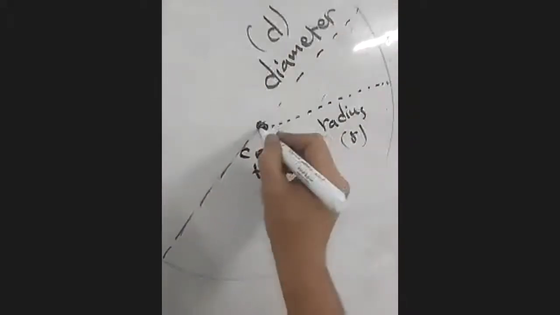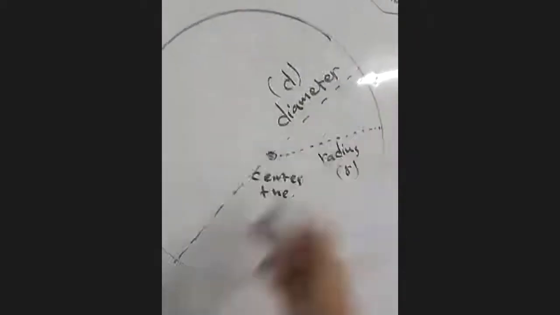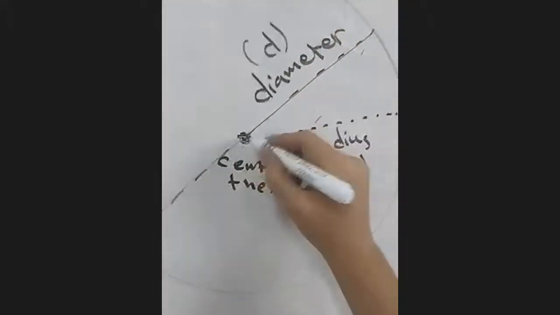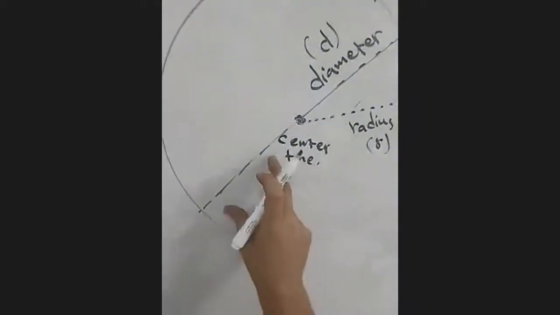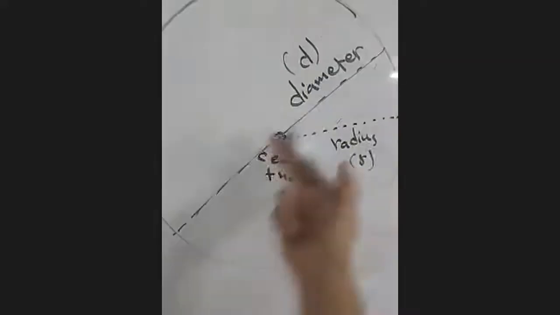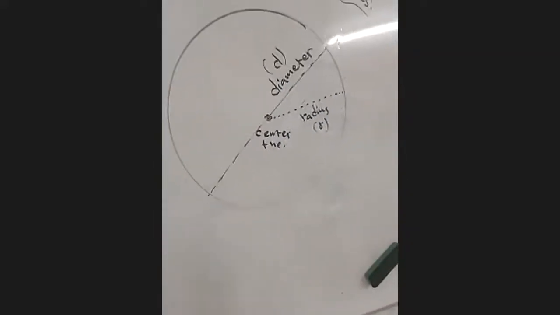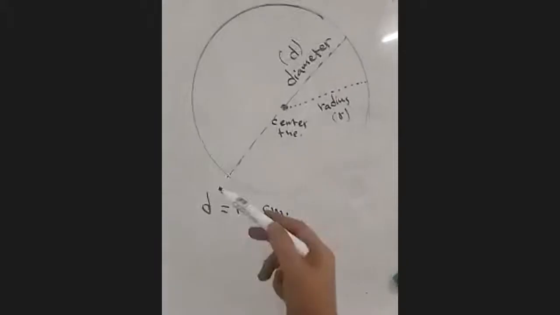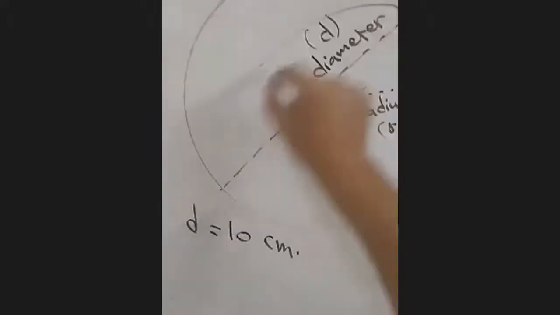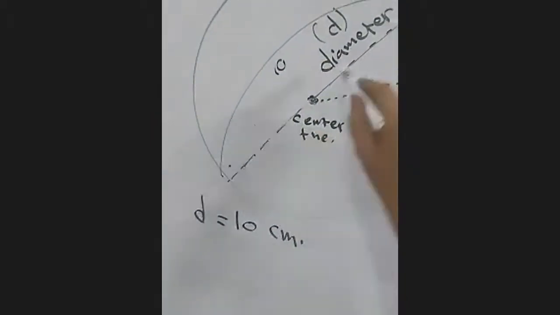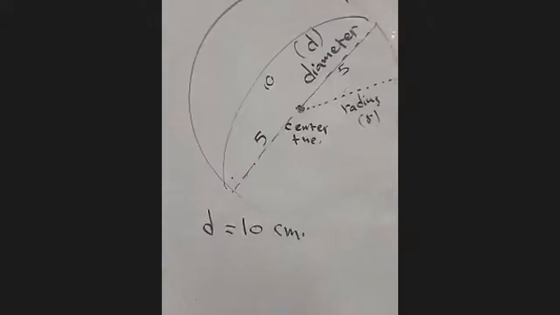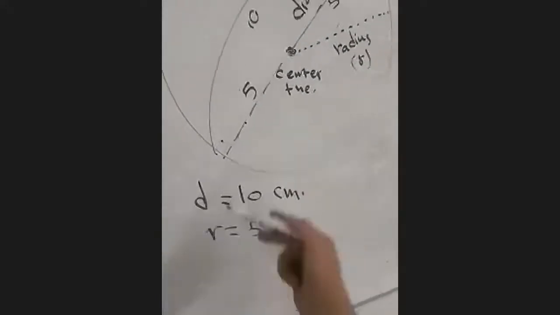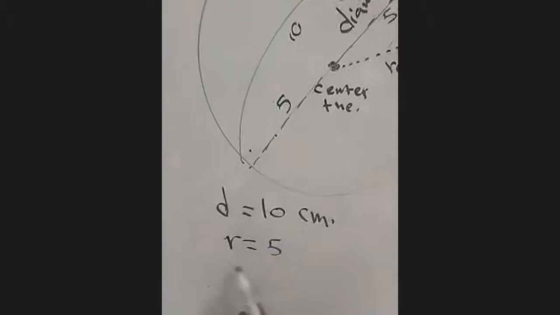Now, the diameter, focus, guys, the diameter equals 2 radii, means this part here, from here to here, is a radius, and here also is a radius. So if we have 2 radii, we have the whole diameter. If the diameter is 10 centimeters, the whole distance here is 10. So each radius will be 5, right? So if the diameter is 10 centimeters, the radius will be 5, the half of the diameter. The half of the diameter is the radius, okay?